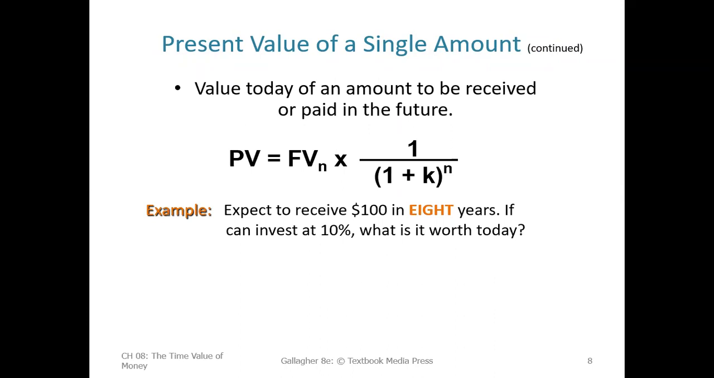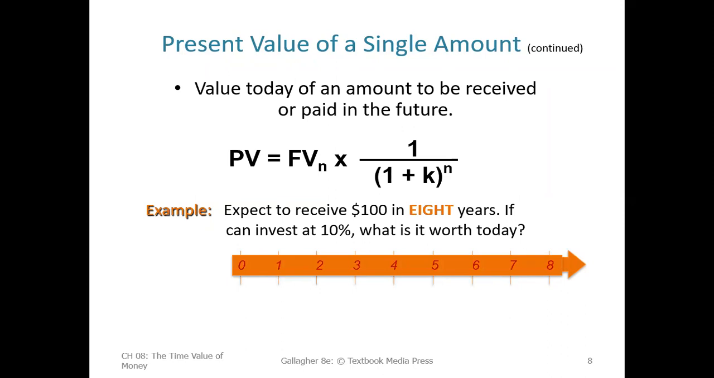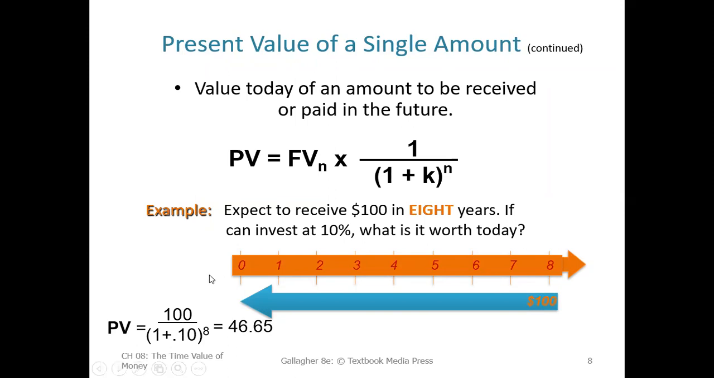Okay, what about if you receive $100 in 8 years and you can invest at 10%? This is going to be you receive $100, which is the future value of $100, at 10%. So this is going to be 100 divided by 1 plus 0.1, where 0.1 is 10%, raised to the power 8, equivalent to $46. So that's the present value of a single amount and the future value of a single amount.